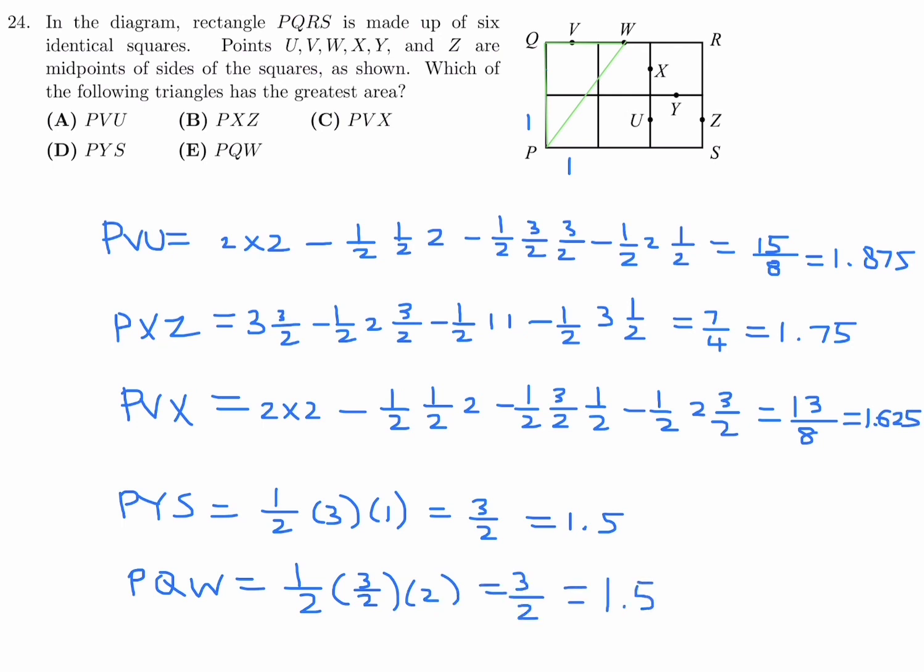All right, so after all this, we got to pick the largest one. And the largest of these looks like A, this one, which is PVU, so number 24. The correct answer is A.